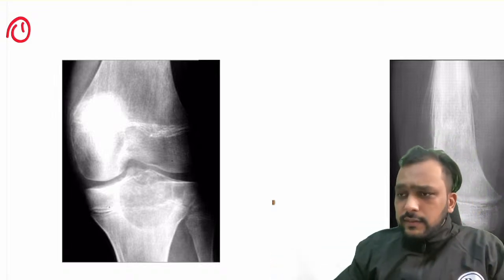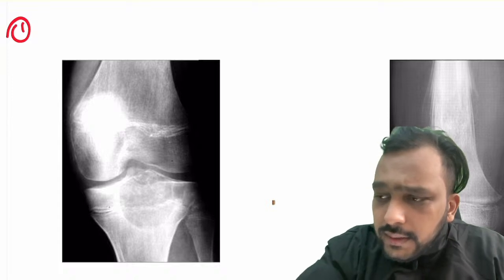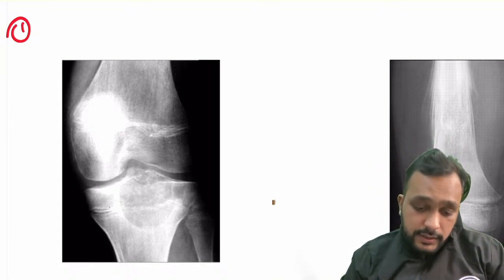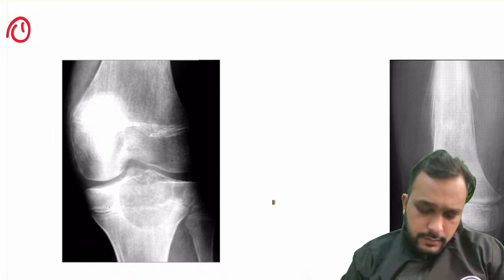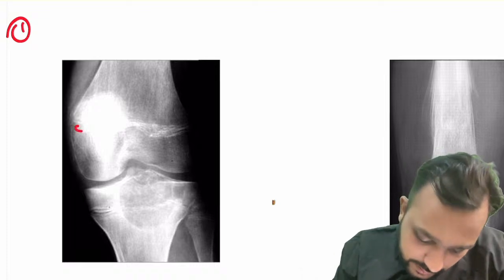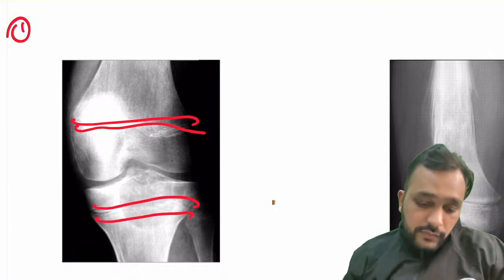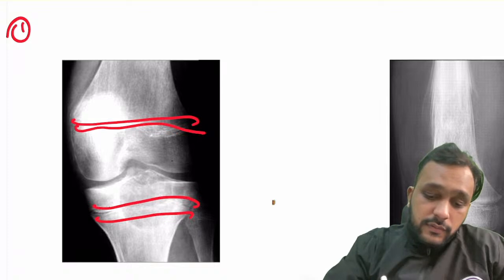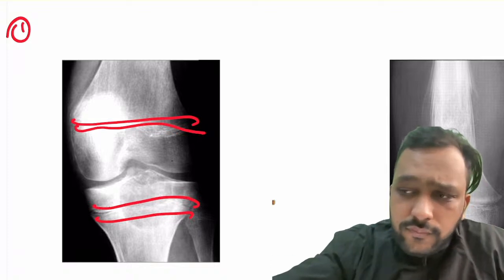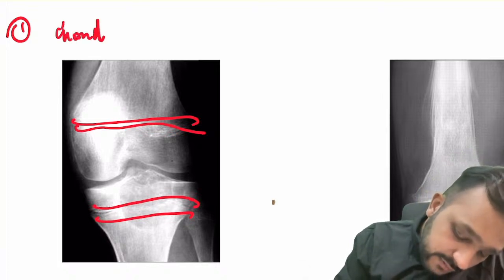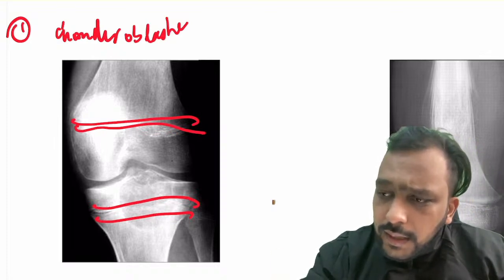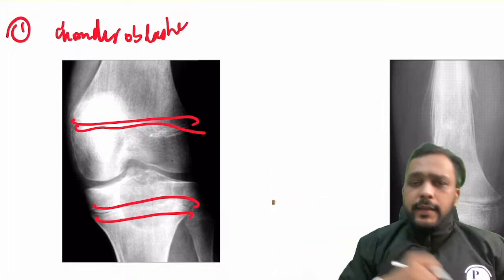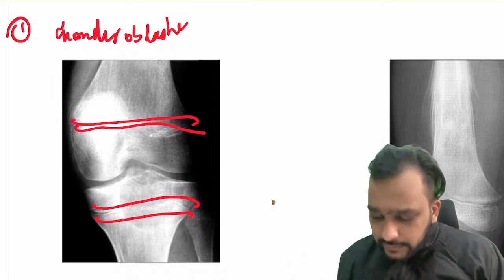Here in this image we can see a cystic lesion within the epiphyseal location. You can see that the epiphyses are not fused, the growth plate is not fused. So this is a case of chondroblastoma. If the epiphyses had been fused and the tumor located within the epiphysis, this would have been a case of giant cell tumor.